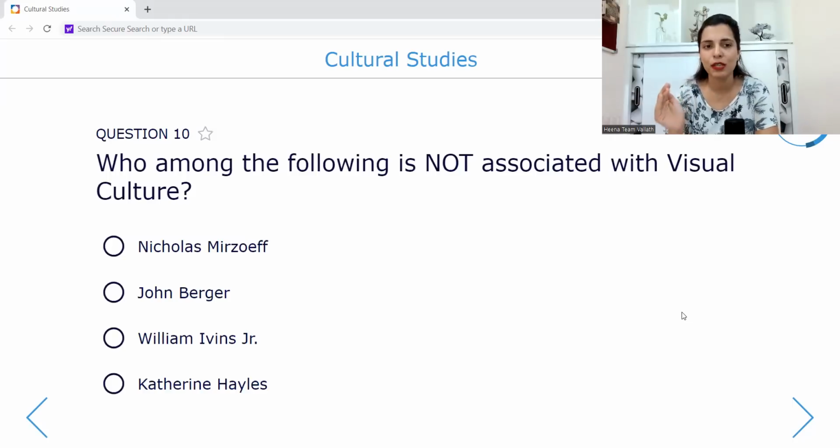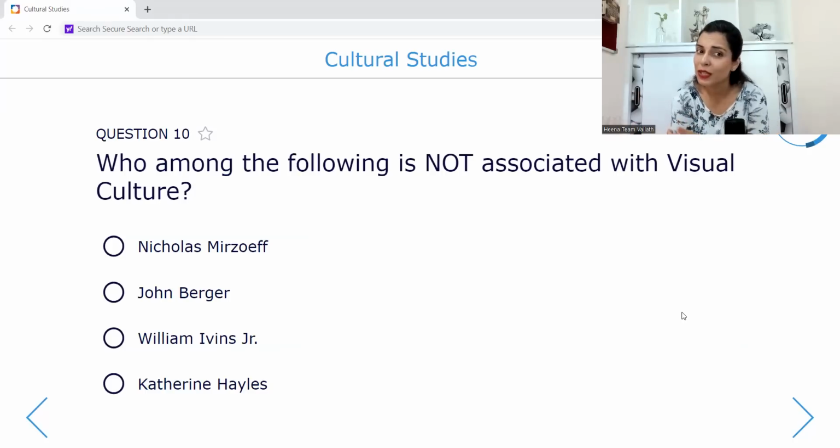A. Nicholas Mirzoeff, B. John Berger, C. William Evans Jr., or D. Catherine Hales. What is visual culture? Well, it is basically the study of anything which we see. For example, a photograph, a dress, a painting. So anything which we see in our everyday life, the study of that becomes visual culture.